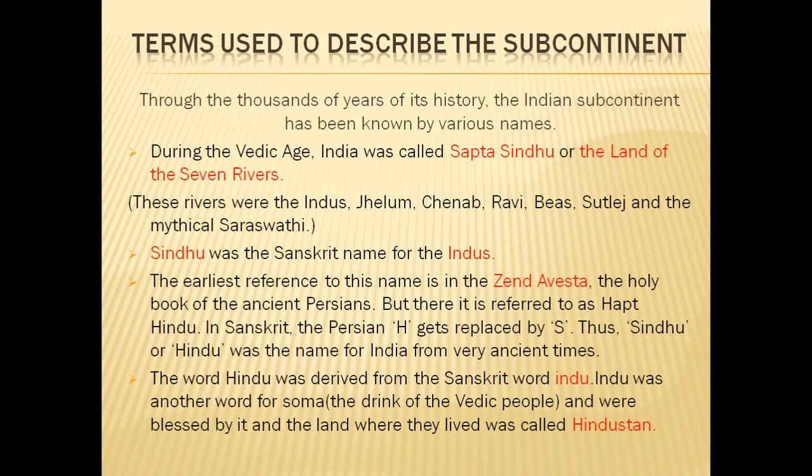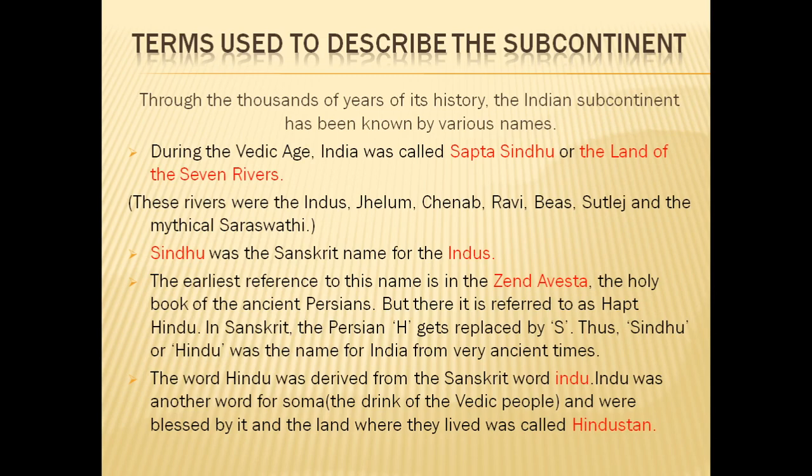Now, let us learn about the terms used to describe the subcontinent, that is India. Through the thousands of years of its history, the Indian subcontinent has been known by various names. During the Vedic age, India was called Sapta Sindhu, or the land of the seven rivers. These rivers were the Indus, Jhelum, Chenab, Ravi, Beas, Satluj, and the mythical Saraswati. Sindhu was the Sanskrit name for the Indus.